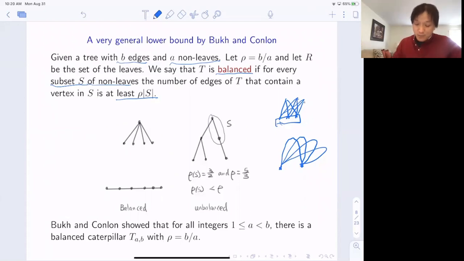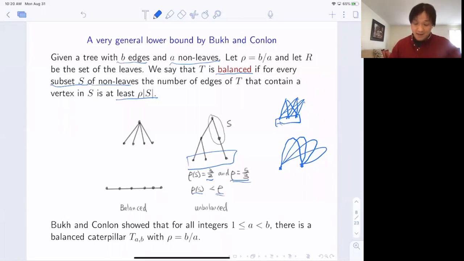Okay, and the reason is this. You look at the leaves and look at the non-leaves. There are 3 non-leaves, and there are 5 edges. So rho is 5/3. But now, if I look at the circled subset S of non-leaves, there are 3 edges incident to it. So rho of S, which is the number of edges incident to S divided by the size of S, is 3/2. So 3/2 is 1.5, which is less than 1.67. So this rho of S is not at least as large as rho. So this is an unbalanced tree.